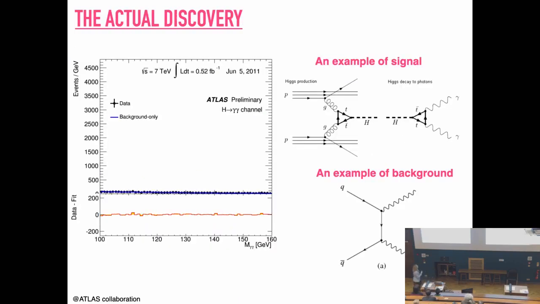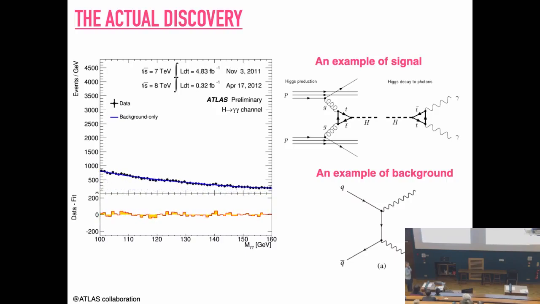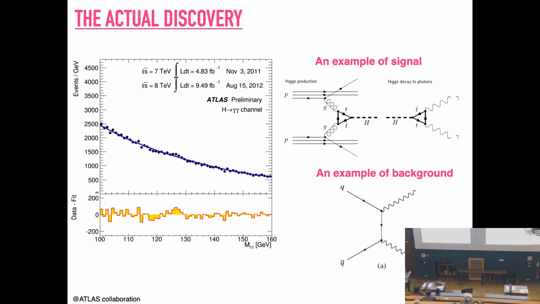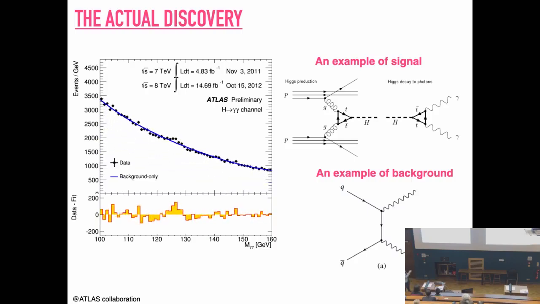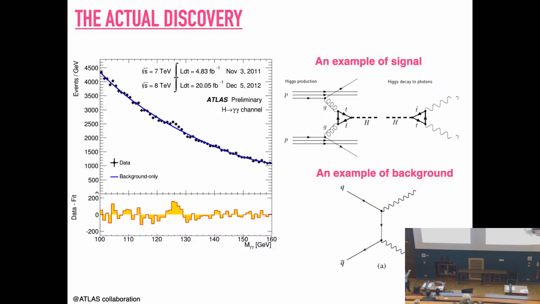Look, this is a film of the actual discovery. It took two years of collecting pictures of rays of light. So that's the idea. And this is the nice thing. After two years of collecting pictures of the rays of light and making a histogram where you say, what is the mass of the rays of light that I'm observing?